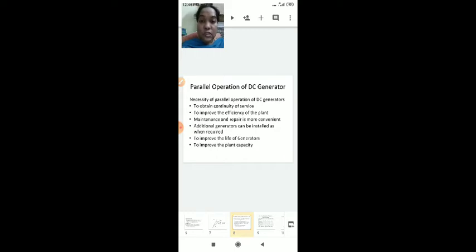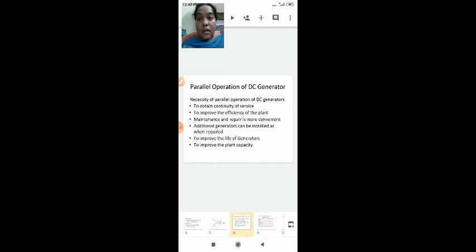To improve the efficiency of the plant, and maintenance and repair is more convenient if three generators are in parallel at a time. If one of the generators is having some repair, the remaining two will continue the service while the third is repaired or some work is going on. Otherwise, if it is replaced with a new one, whatever it may be, the complete unit is not shut down. So continuity of service will take place with the help of the remaining two. That's why maintenance and repairs are more convenient.